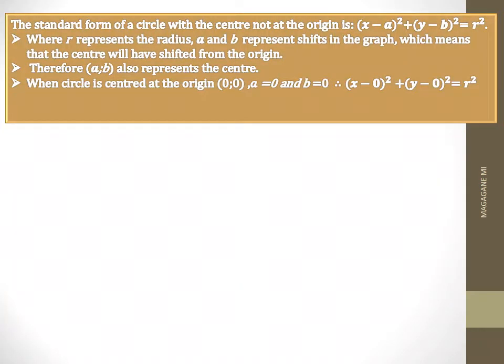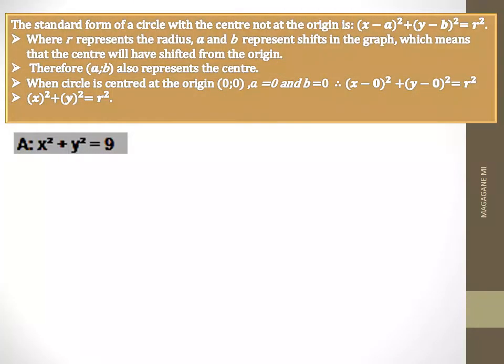When the circle is centered at the origin (0, 0), your a equals 0 and your b equals 0. Therefore, the equation of the circle is x² + y² = r², because your a and your b equal 0.